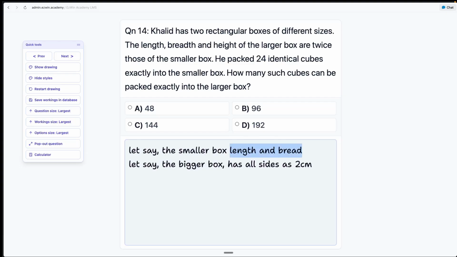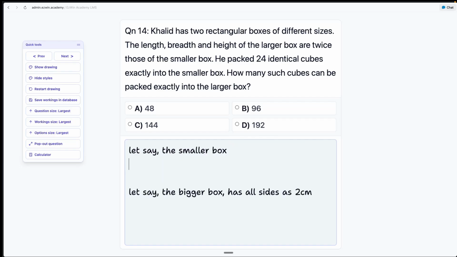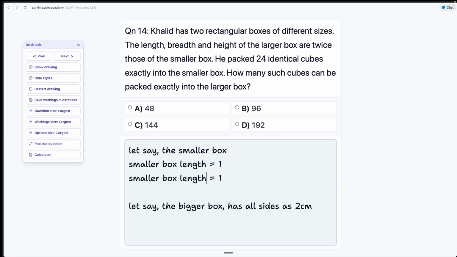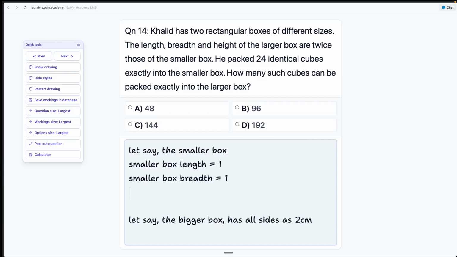So I'm just going to simplify this a little bit. Let's say the smaller box length is equal to 1, breadth is 1, and we want to make it rectangular, right? So we are just going to make this not equal, and you just put 2 here. Okay, so let's say the smaller box is just this.